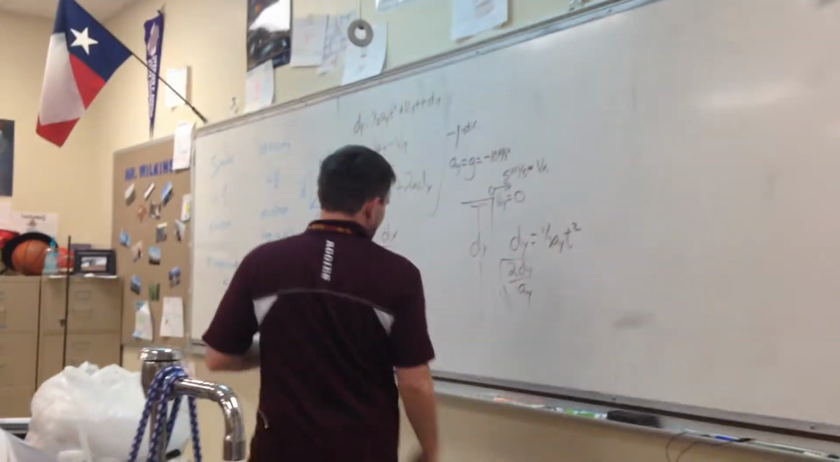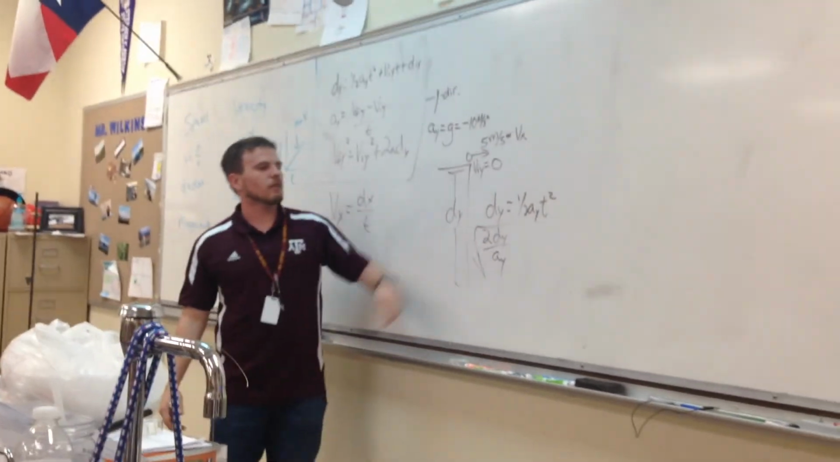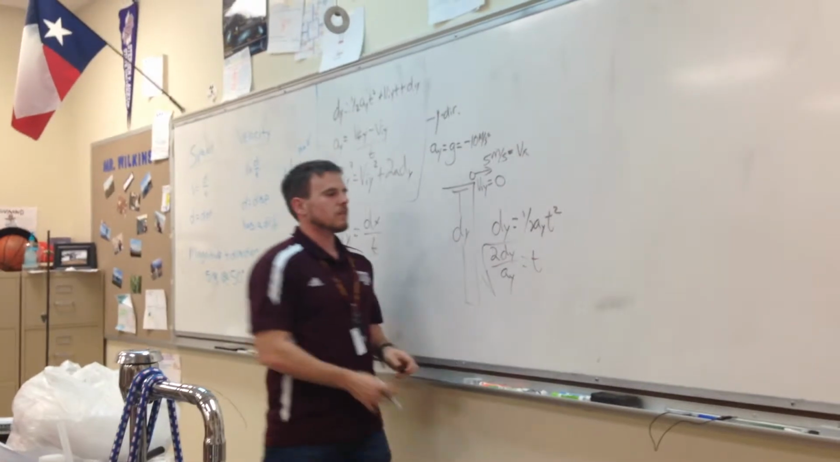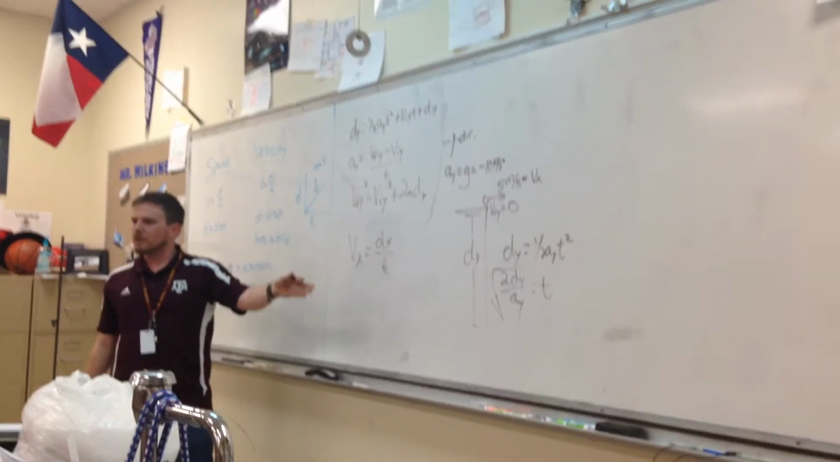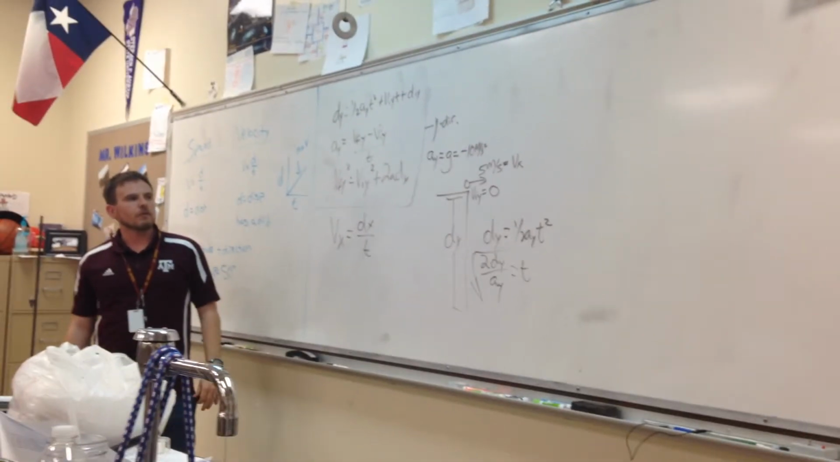All right. So, square root of 2dy over ay would equal t in this case. All right. I'm not saying you should remember that formula. I'm just saying that's how you would find it for the most part.